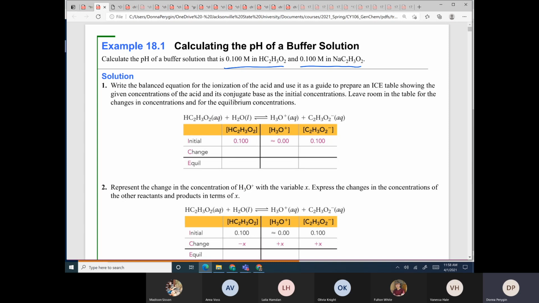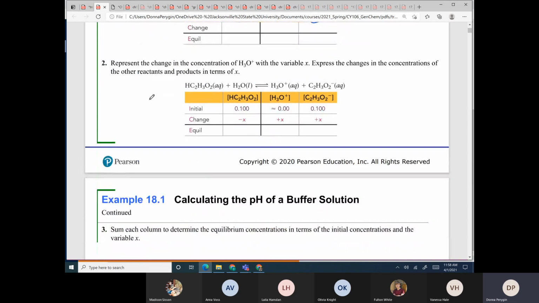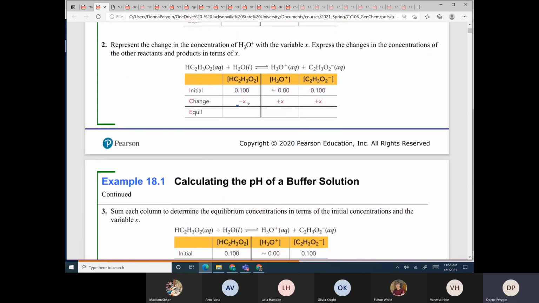So we do this exactly the same way as we had worked all those problems in chapter 17. We've got the acid put into water, gives us H3O plus and acetate. So we started out with 0.100 molar of acetic acid and 0.100 molar of sodium acetate. We're going to put in those amounts, okay, and then we're going to set up an ice table. Okay, so we're going to be losing X amount of this, gaining X amount of this.